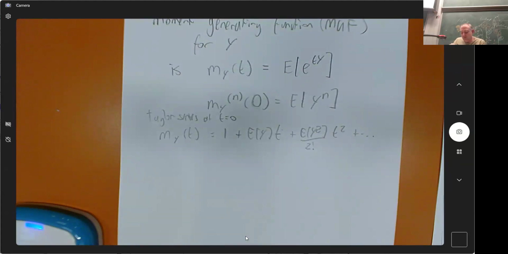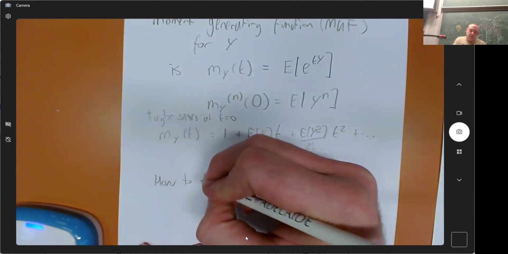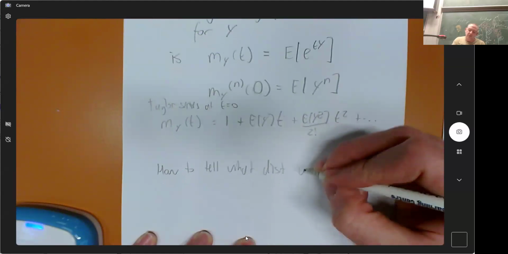And then each type of distribution has its own specific formula for what its moment generating function is. And if you have a moment generating function, you can look at it and go, oh, that's a normal distribution based entirely on its moment generating function instead of based on its PDF. And so we've now added a different way of telling which distribution we've got. So how to tell what distribution you have.